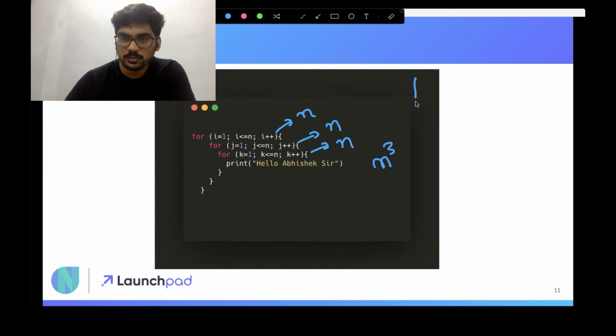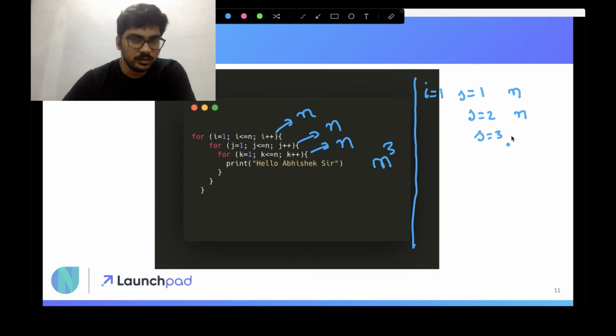Or what can we use? We can use a simple thing. If i is 1, what will happen? Then j is 1, the k loop will run for n times. Then again j is 2, the k loop will run for n times. j is 3, the k loop will run for n times. Right? Similarly, j is n, the k loop will run for n times.